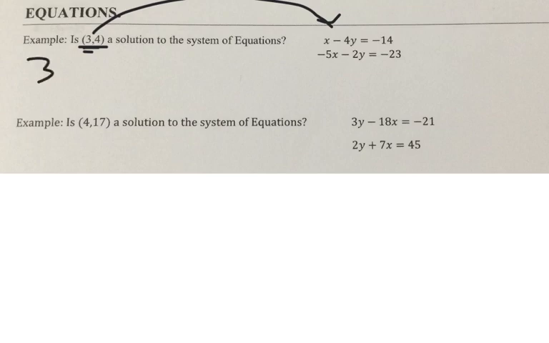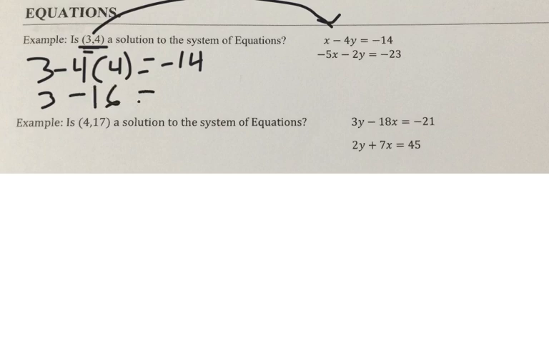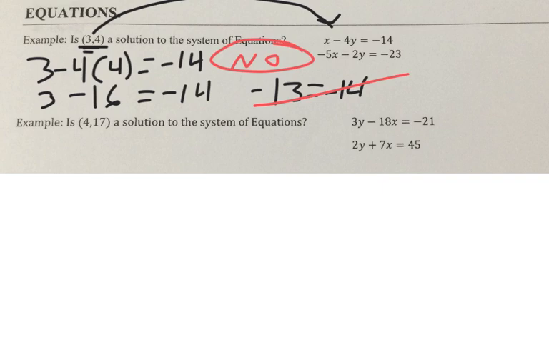So this would be 3 minus 4 times 4 equals negative 14. So 3 minus 16, does that equal negative 14? And 3 minus 16 is negative 13. So does negative 13 equal negative 14? No. So is this the solution? No, it's not.